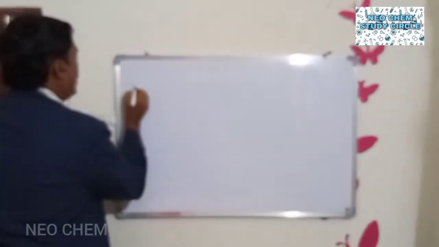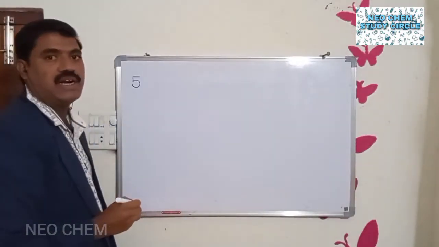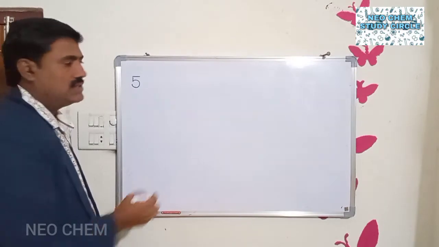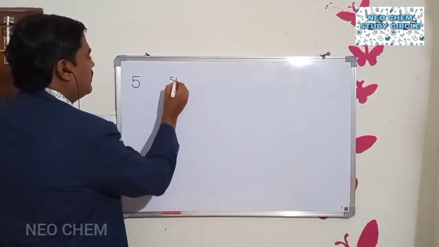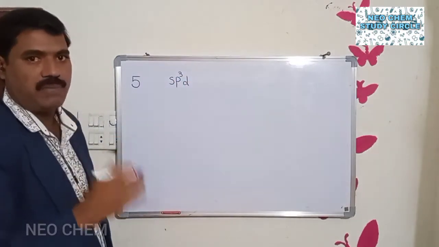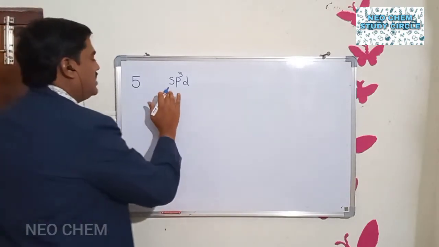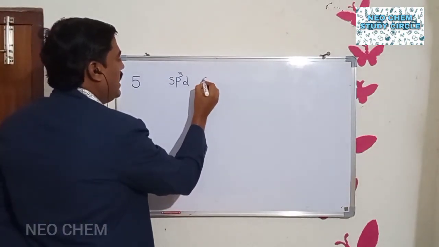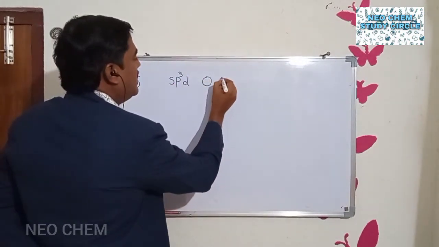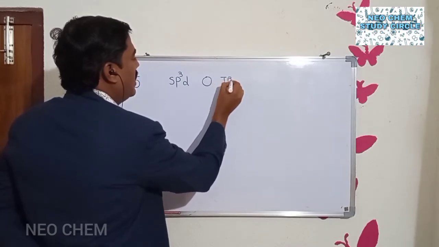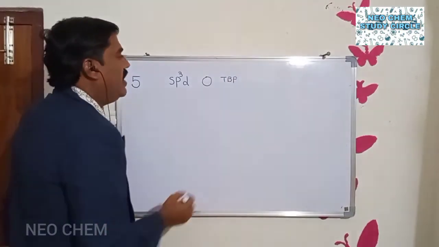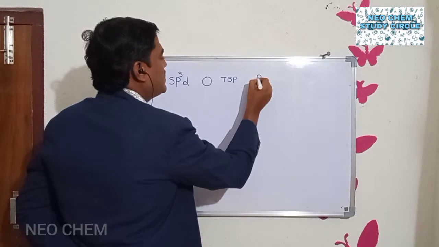If 5 electron pairs are present around the central atom, then we have to select the hybridization containing 5 orbitals, that is sp3d. This is the hybridization containing 5 orbitals. After sp3d hybridization, if there are no lone pairs over the central atom, then the geometry is trigonal bipyramidal. Now we will take one example, that is phosphorus pentachloride.